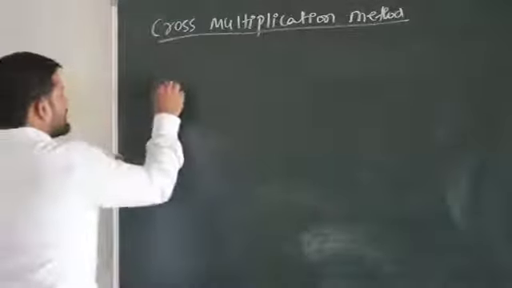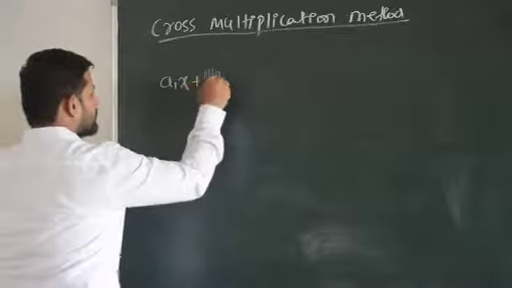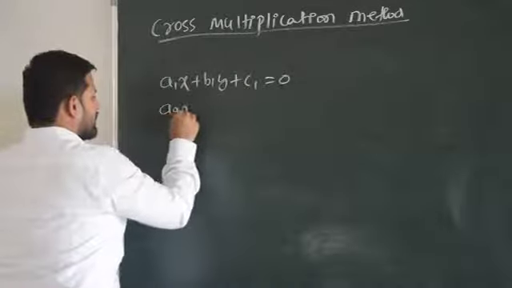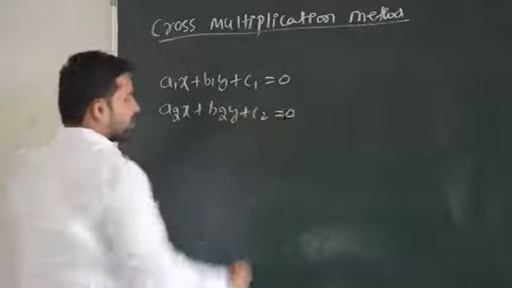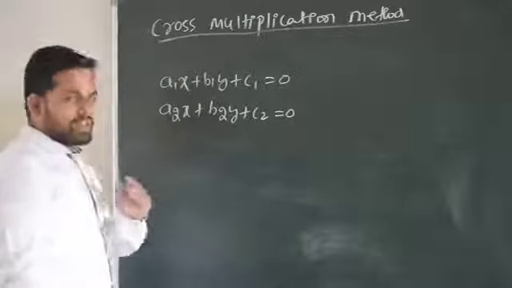For example, what is the standard form of a pair of linear equations in two variables? That is a1x + b1y + c1 = 0, right? And the next one is a2x + b2y + c2 = 0, right? So this is the standard form. Yes or no? And a1, b1, a2, b2 should not be equal to 0.